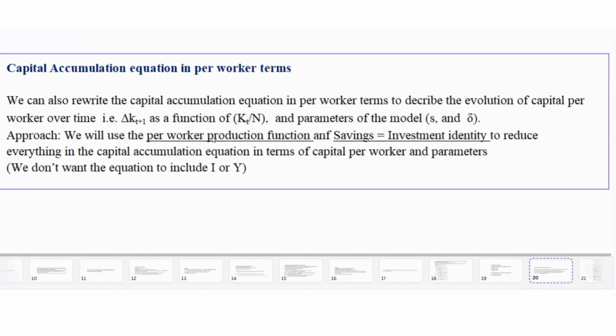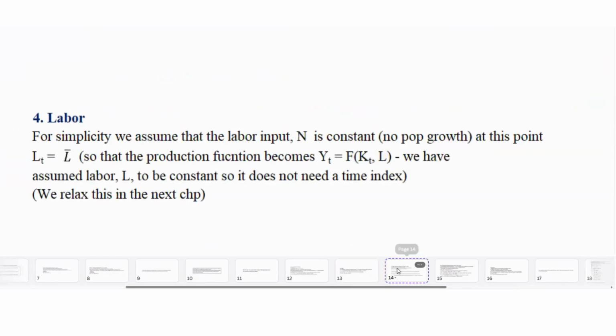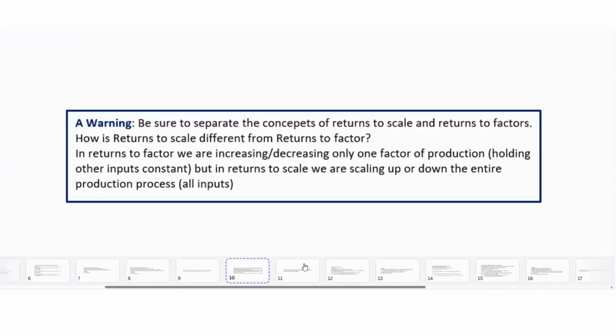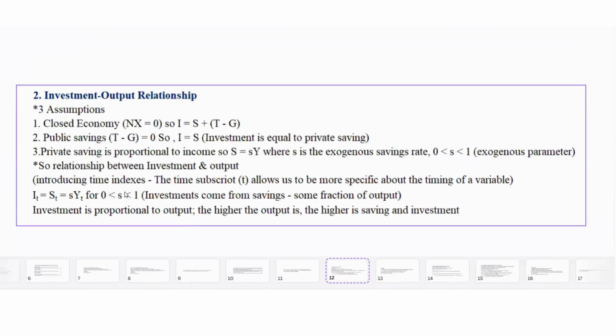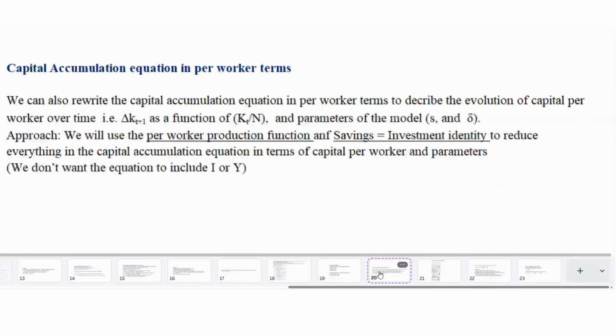So the two things we're going to use are our per worker production function and our savings equals investment identity. The per worker production function we looked at over here: how do we write a production function in per worker terms? And the savings investment identity we looked at over here. Savings investment identity: investment is equal to savings, which is proportional to income. So we'll use this identity along with our per worker production function.